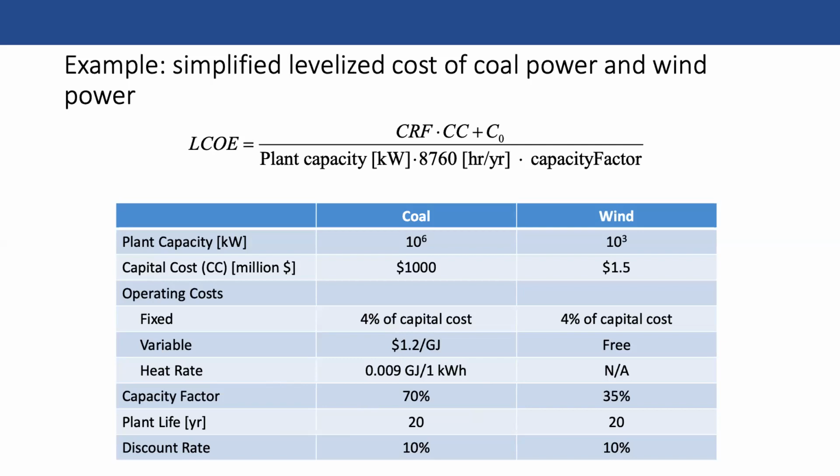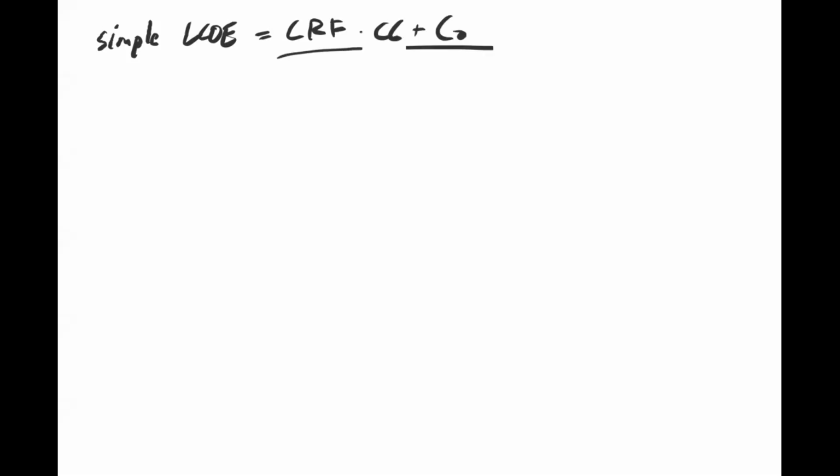Okay, so let's go to a whiteboard and figure out this calculation. So we'll do this real quick. Simple LCOE is equal to CRF times CC plus CO, divided by capacity times 8760 times capacity factor. Okay, so let's calculate each of these one at a time.